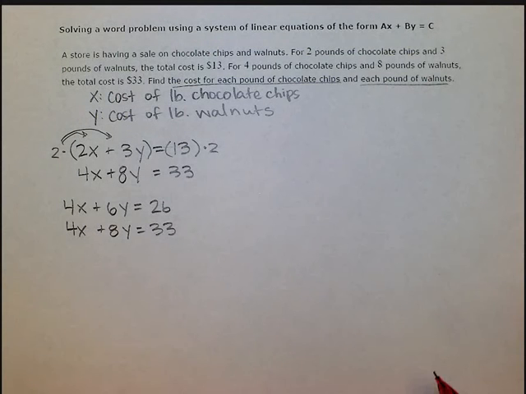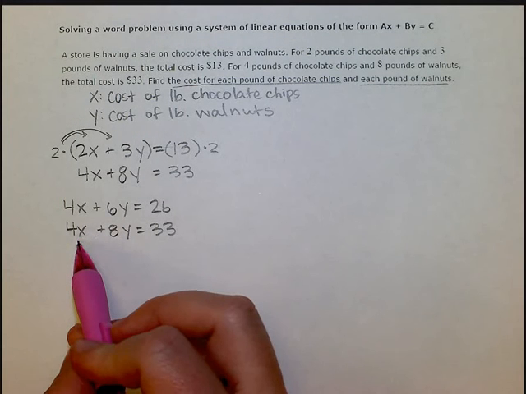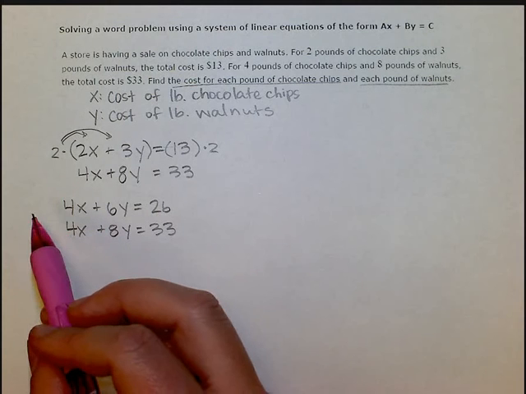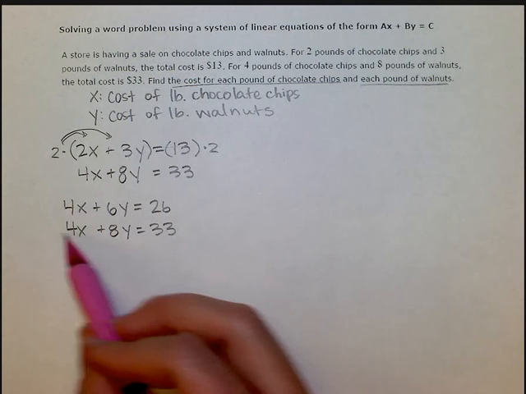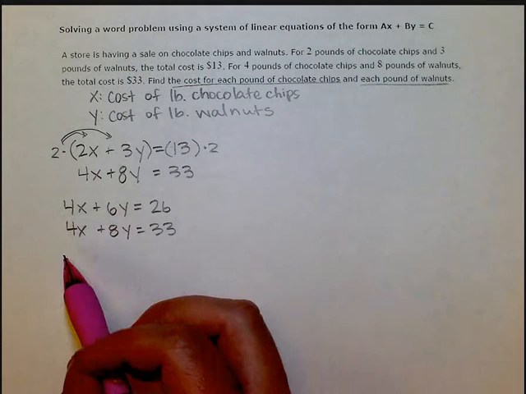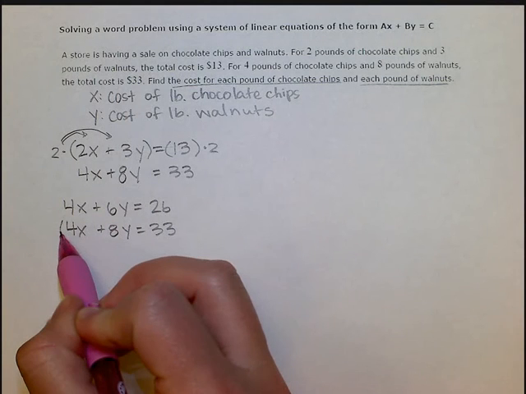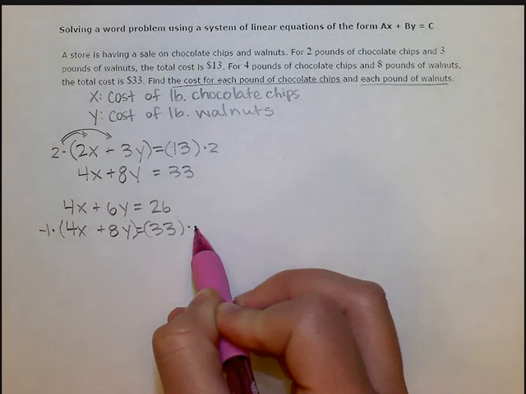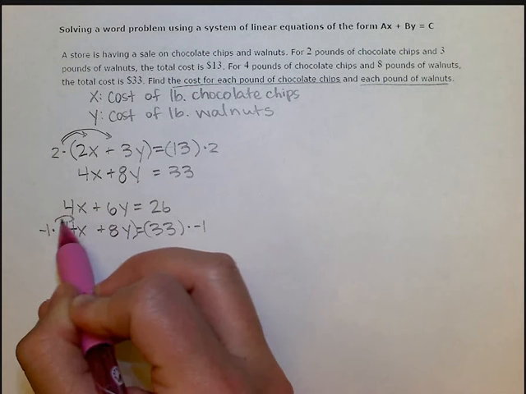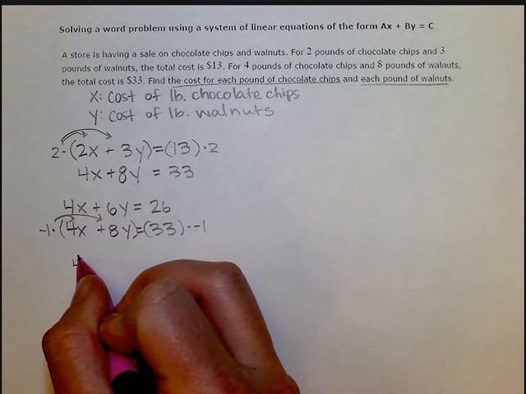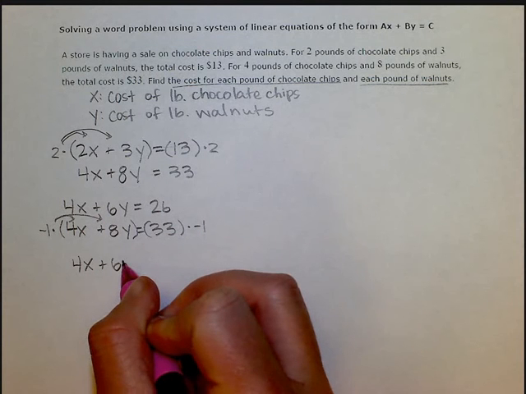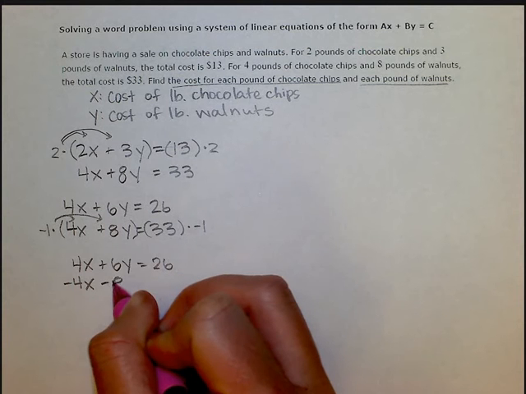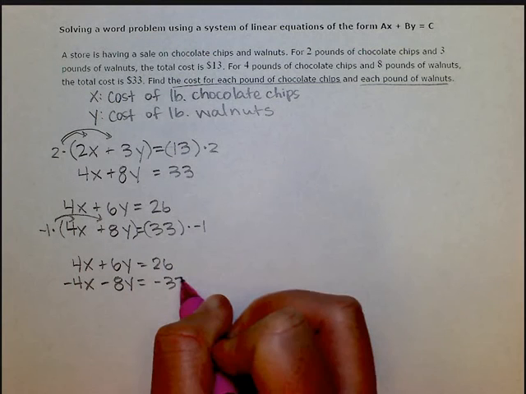Now, I can't eliminate my x's yet because they don't have opposite signs. In order for 4x, adding the first equation to the second equation to cancel, they have to be opposite signs. So I'm going to make my bottom equation negative by multiplying by a -1. Again, this will distribute here. So my top equation stays the same. And my bottom equation is now negative 4x minus 8y equals negative 33.